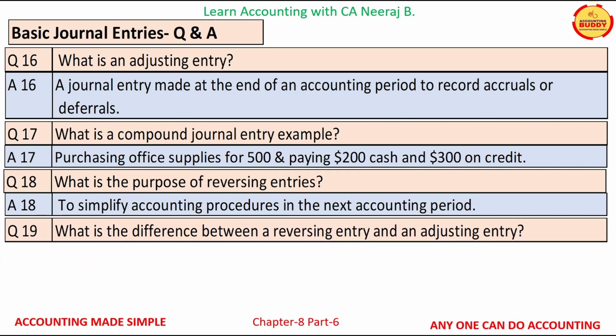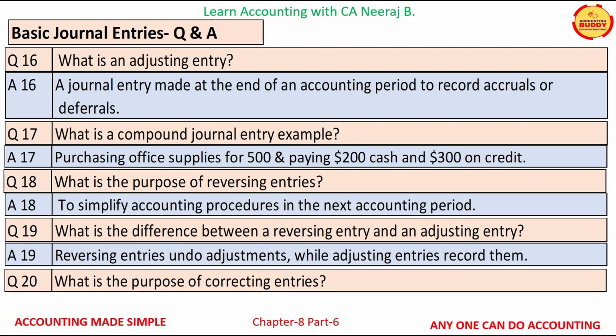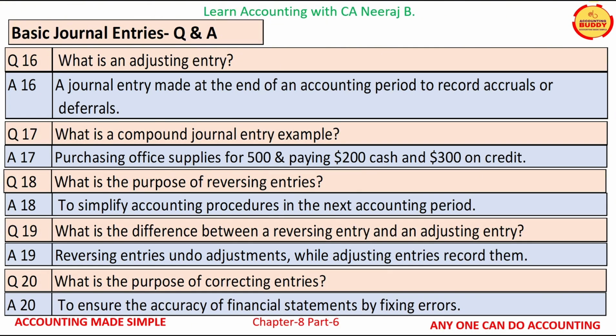Question number 19, what is the difference between a reversing entry and an adjusting entry? The answer is, reversing entries undo adjustments, while adjusting entries record them. Question number 20, what is the purpose of correcting entries? The answer is to ensure the accuracy of financial statements by fixing errors.